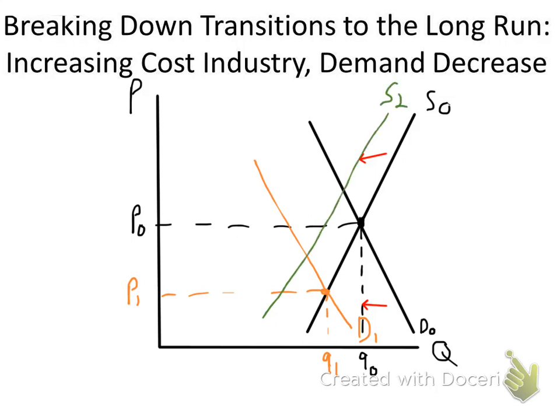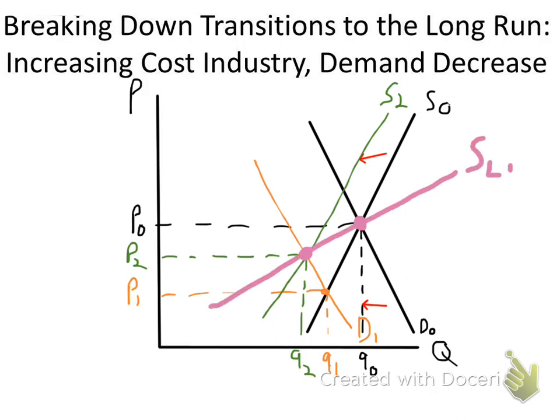And that corresponds to this point right here, our next long-run equilibrium point, a quantity of Q2 and a price of P2. Now, if we want to make our long-run supply curve, what we have to do is basically connect the dots. We have this long-run equilibrium point and this long-run equilibrium point. So if we connect them together, we end up with our long-run supply curve.